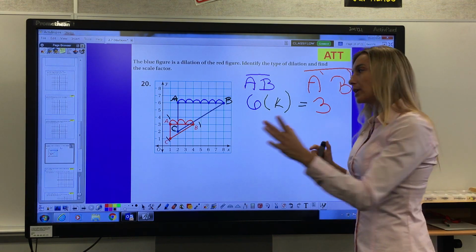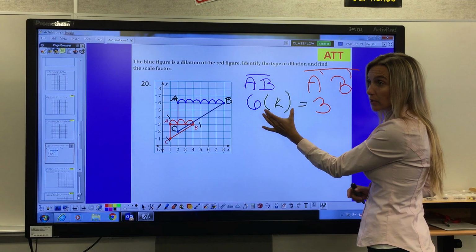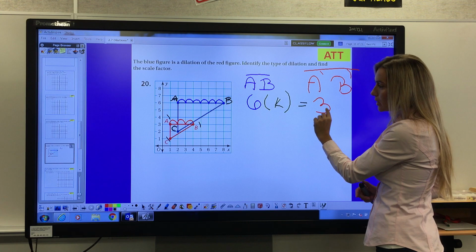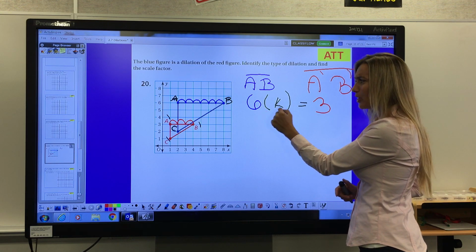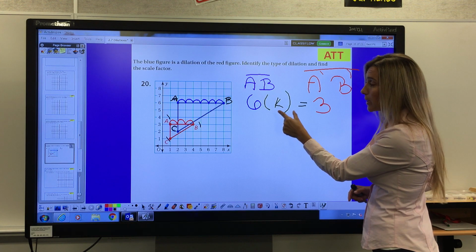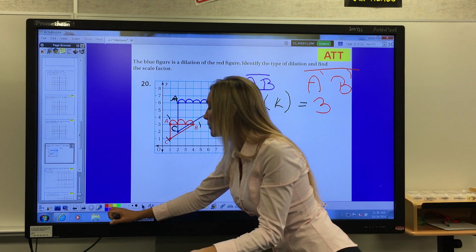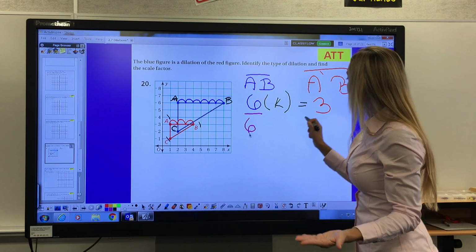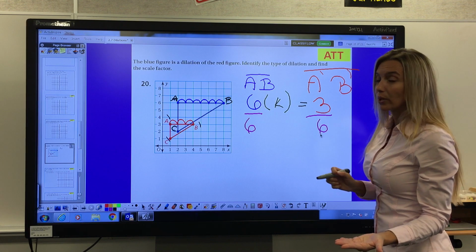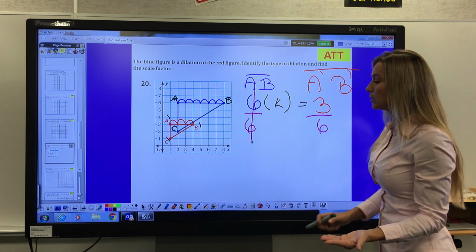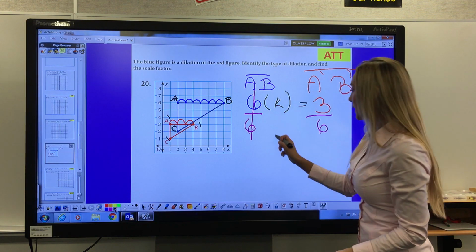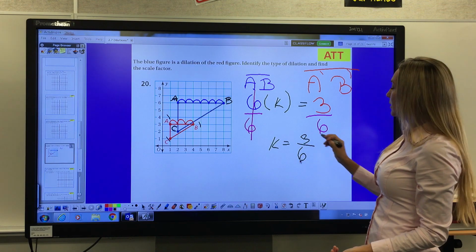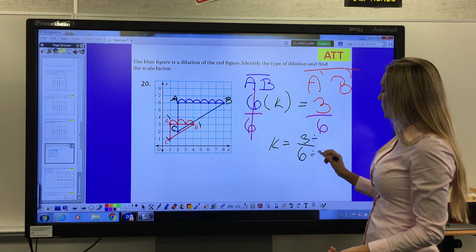I know that this number in here has to be a decimal, right? A number that's smaller than 1. In addition, I can figure out that 3 is half of 6, right? So I know K is most likely 1/2. But let's see. I can always work backwards, right? I'm solving an equation at this point. I have to divide by 6 both sides. Solving for K, 6 divided by 6 will give me the 1. So K equals 3 over 6. I can simplify that. They both can be divided by 3.